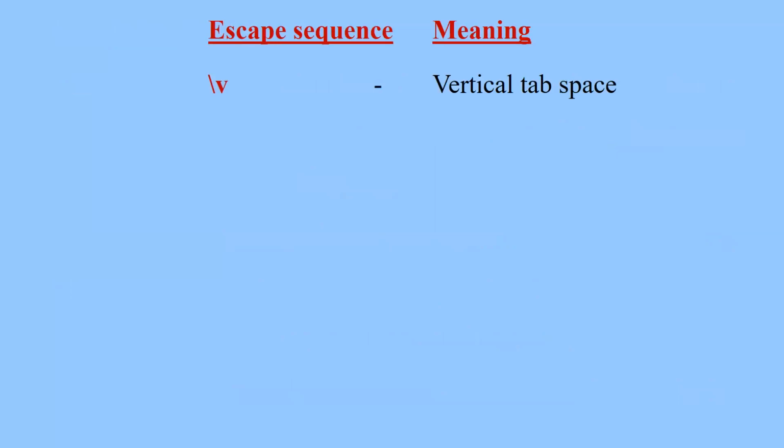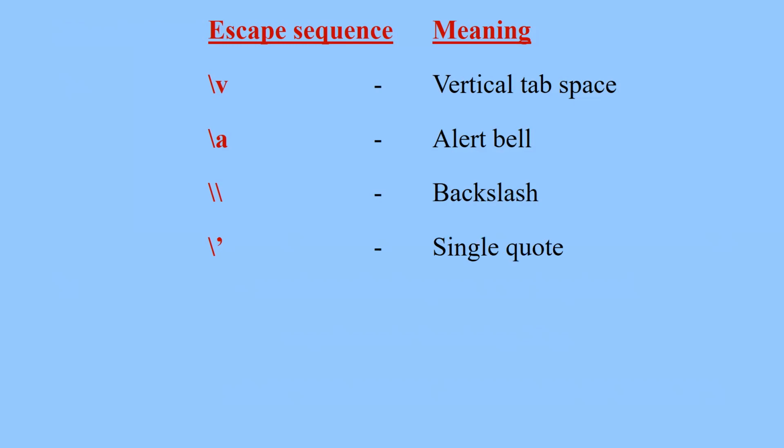Escape sequence \v, which is a single character, means vertical tab space. Escape sequence \a is the alert bell, if you want your program to produce some ringing. Then these two backslashes purely mean a backslash. Then the single quote escape sequence means a single quote, then the double quotes, then the question mark. If you want to have a question mark somewhere within your statement, you can use that symbol.